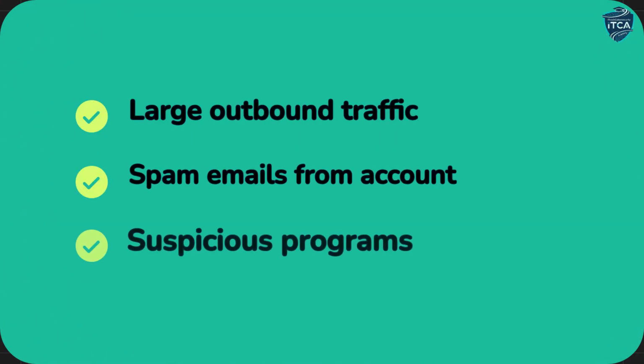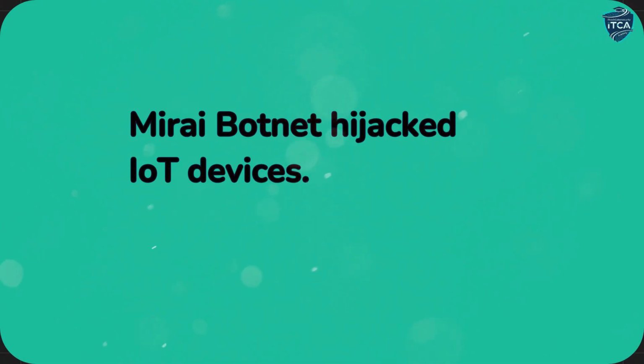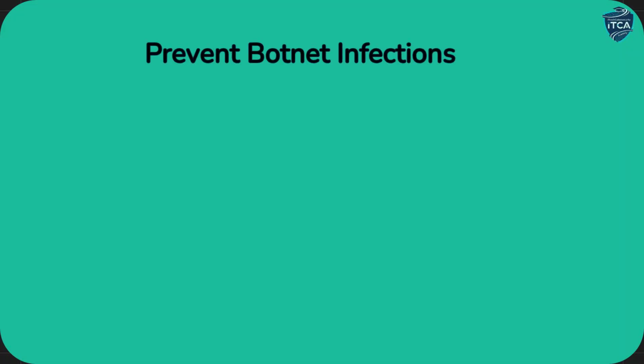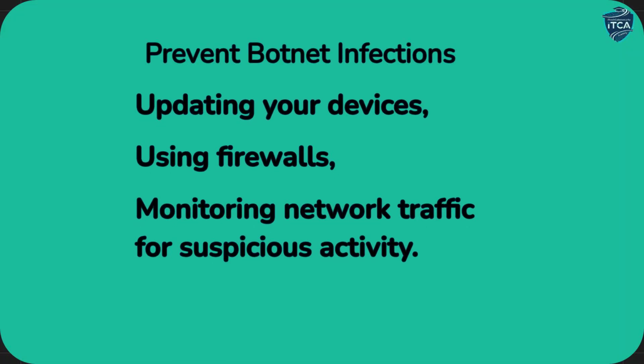Symptoms include your device suddenly sending large amounts of outbound traffic, spam emails coming from your account, or suspicious programs running silently in the background. A famous case is the Mirai botnet, which hijacked IoT devices like cameras and routers to launch one of the largest DDoS attacks in history. Prevent botnet infections by updating your devices, using firewalls, and monitoring network traffic for suspicious activity.